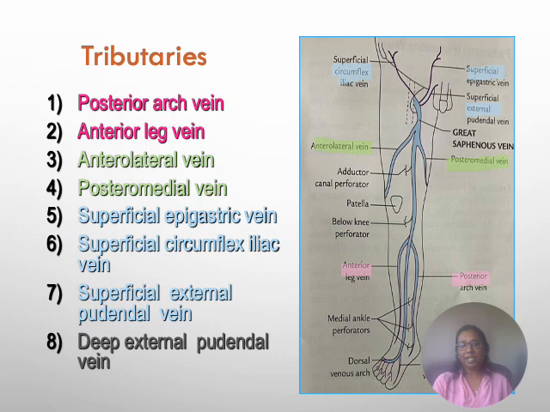The last tributary is the deep external pudendal vein. It drains into the great saphenous vein just as it is about to pierce into the femoral vein. And this deep external pudendal vein is meant for draining the anterior aspects of the perineum.